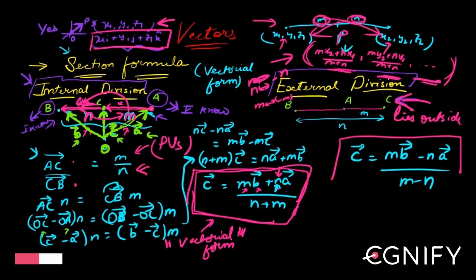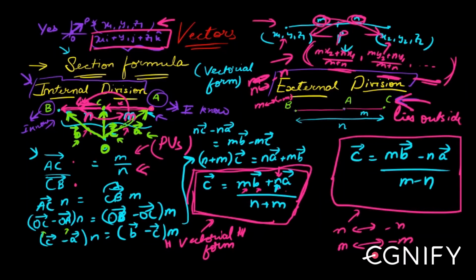What you can also do is replace m with minus m. So I have replaced n with minus n. You can also replace m with minus m, and that will also give the same result. You can check that for yourself. With this, we complete the sectional formula section. Let's move on to the next subtopic.